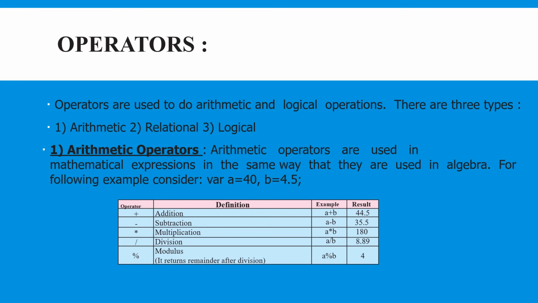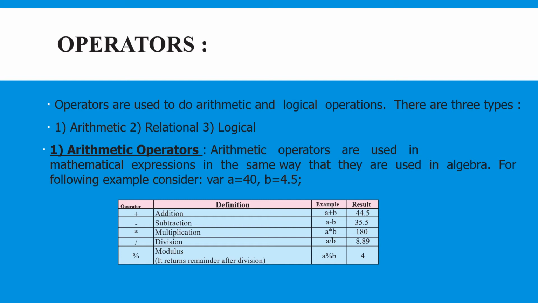Now the next concept is operators. Operators are used to do arithmetical as well as logical operations. In JavaScript, there are three types of operators. One is arithmetic operators, second one is relational operators, and third one is logical operators. Arithmetic operators are used in mathematical expressions in the same way that they are used in algebra.